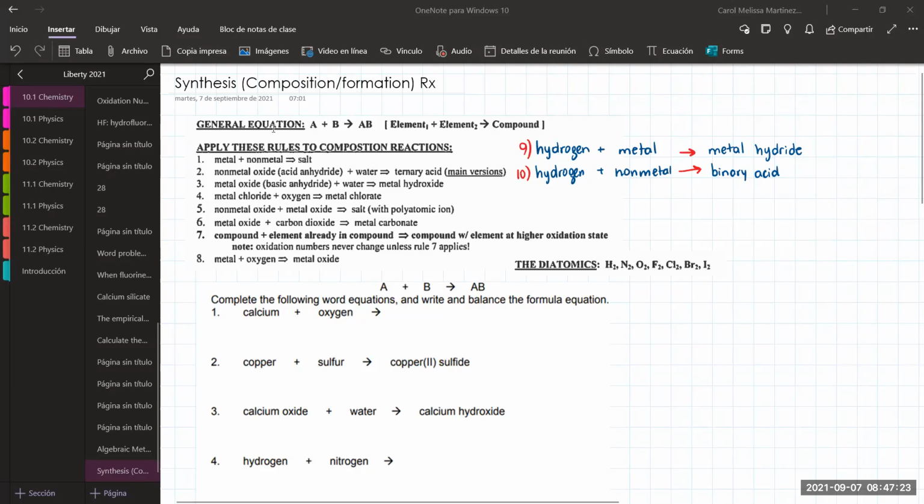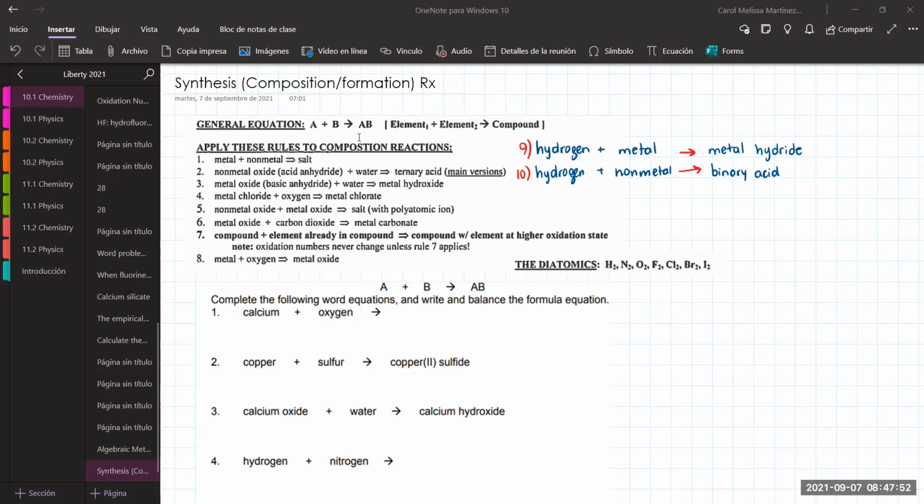for this composition synthesis reaction. But more importantly, what we do in this kind of reaction is we are going to combine the elements that are presented here. Okay, so let's do this. Let's begin with the first example.